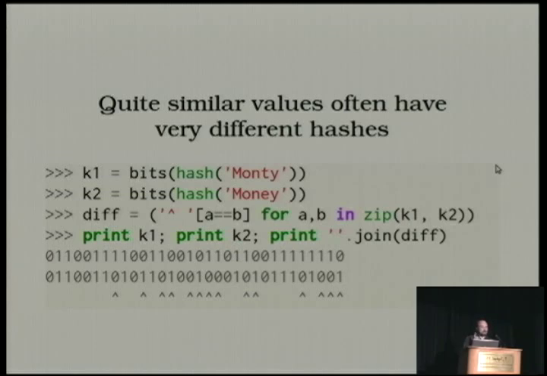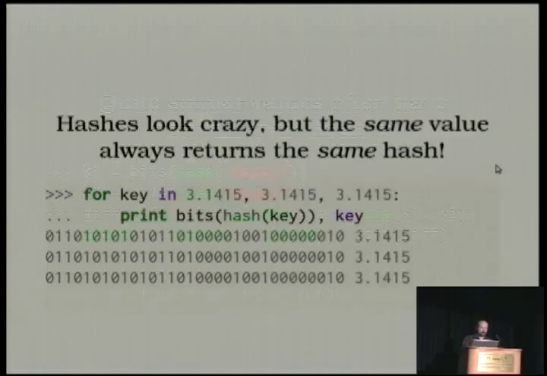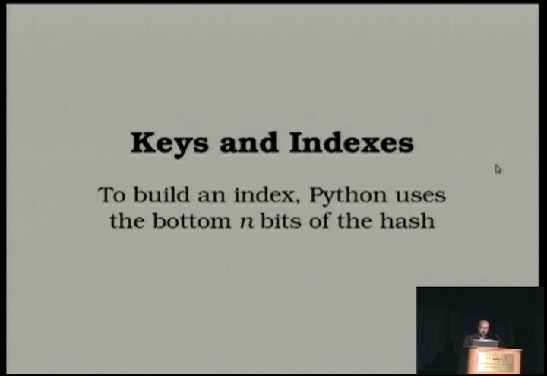Monty and money only differ by a single letter, but you can see that their hash values, where I put little chevrons under the bits that differ, the difference from that one letter gets scattered across the entire hash. So a hash is a big binary number that's very different for even slightly different values, and when you run hash on a value, you always get back the same number. This is going to be important when we go back to a dictionary an hour later and want to find a key again.